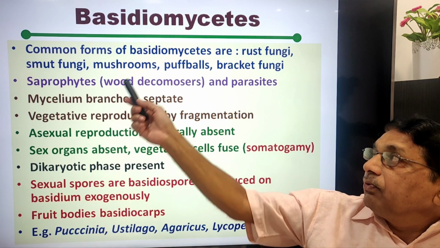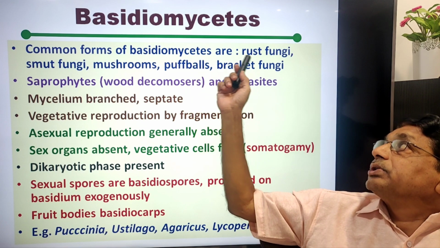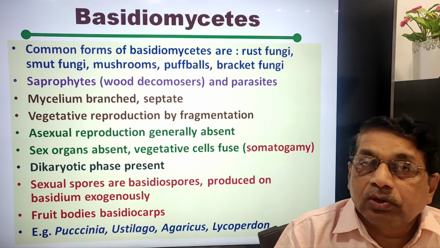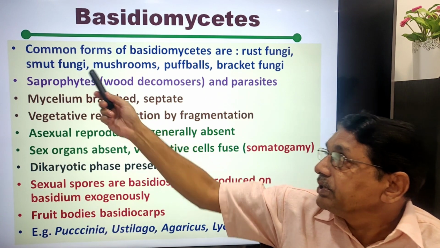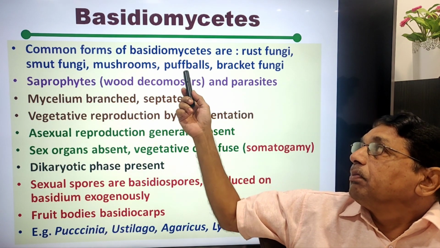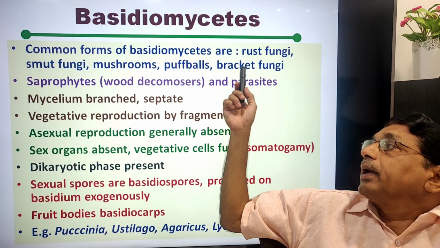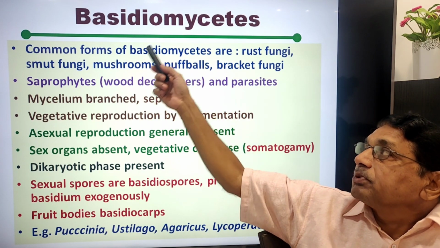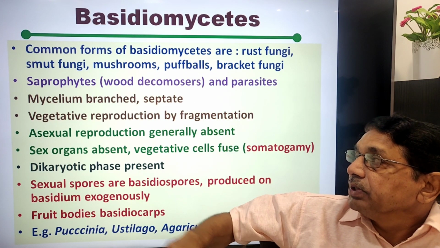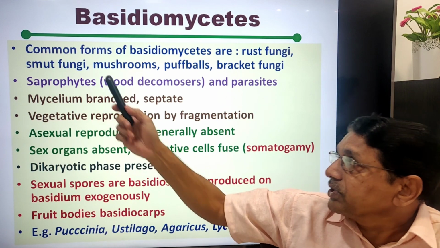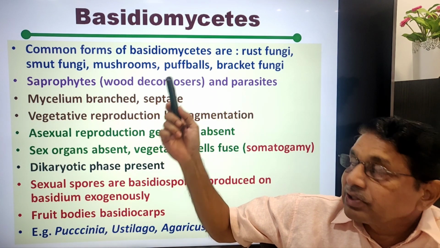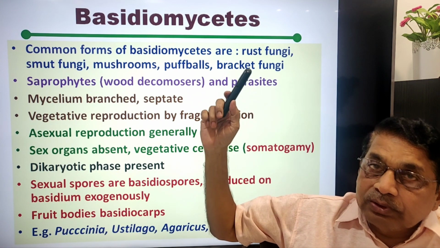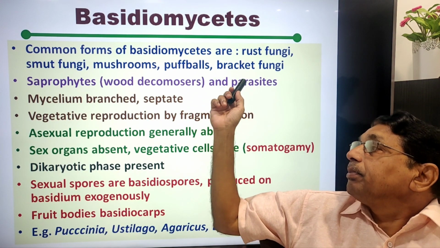Basidiomycetes. Common forms of basidiomycetes are rust fungi, which cause rust diseases, smut fungi, smut diseases, mushrooms, puffballs, and bracket fungi. These are the common names for basidiomycetes. Mostly saprophytes, wood decomposers, but some, like Puccinia, Ustilago, and Tilletia, are parasites.